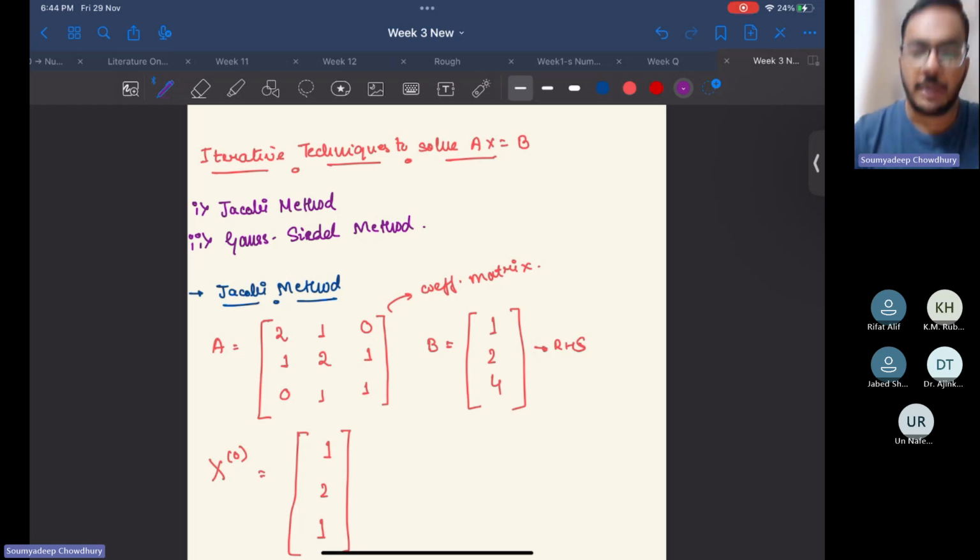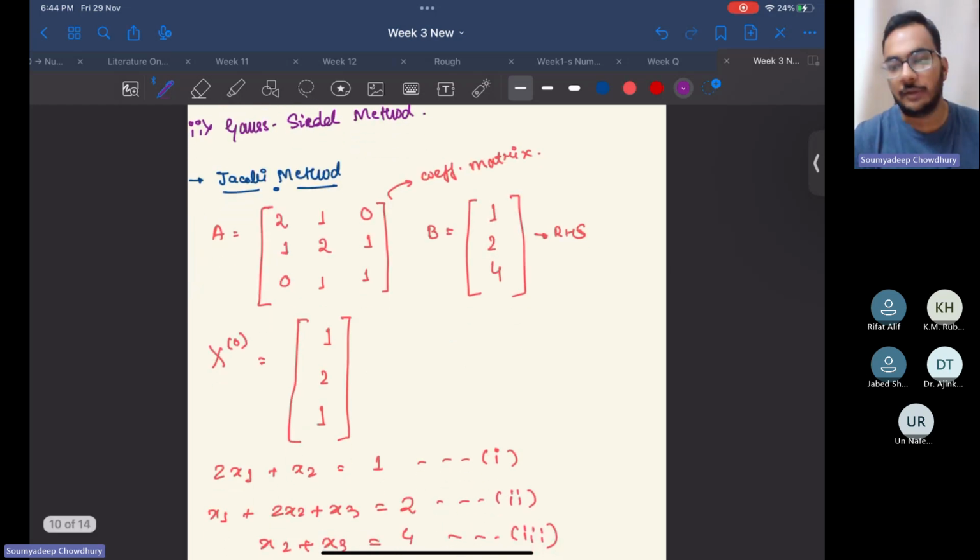So as you can see here in this Jacobi method, this A matrix, the coefficient matrix, is given to us, and the source matrix or the RHS matrix is B, which is 1, 2, 4 here. And since it is an iterative technique, we need an initial guess of the solution. Whatever iterative methods we will be discussing after this will also have an initial solution. Based on that initial guess, you have to approach towards the actual solution.